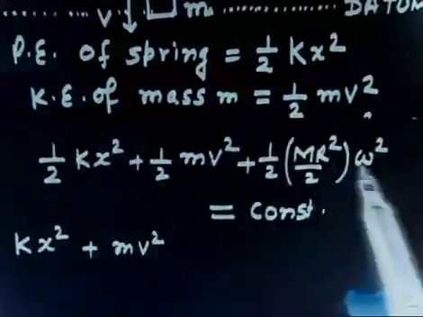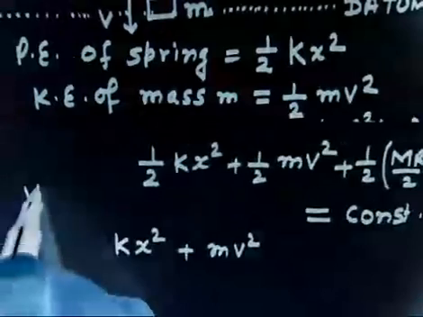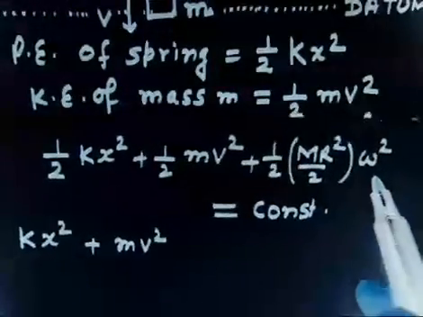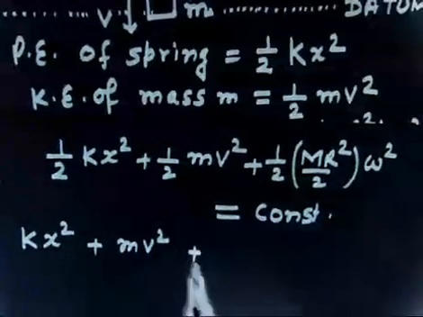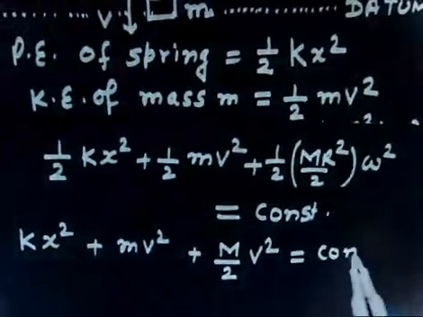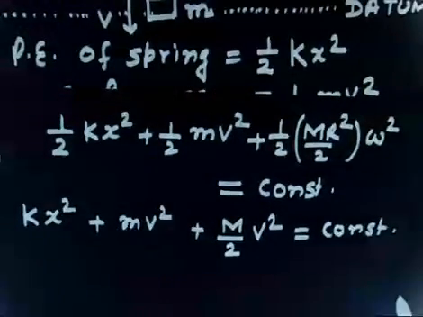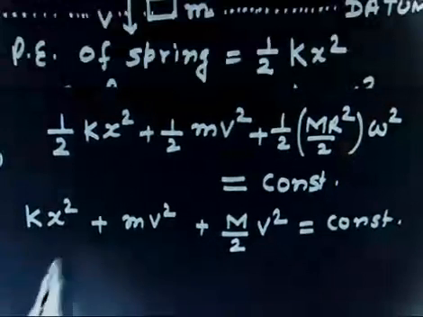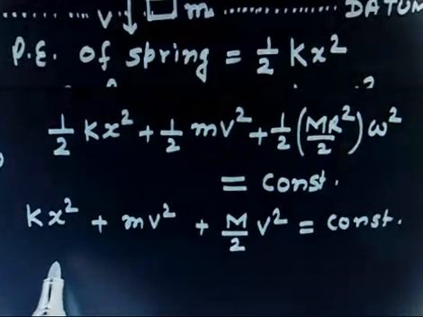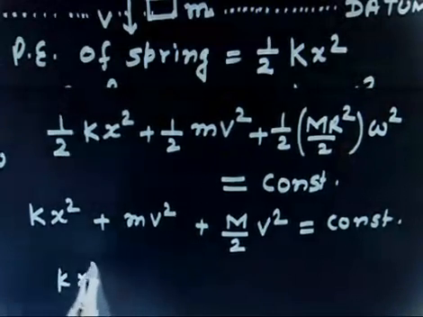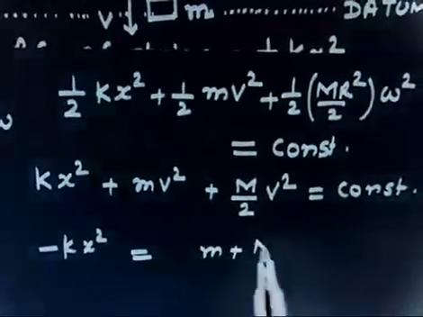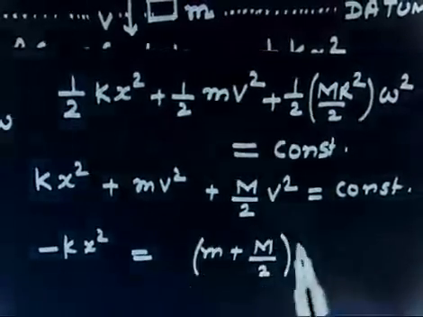And I can write v is equal to r omega. That is the case of pure rolling. So let us replace r square omega square as v square. So this becomes plus m by 2 v square, that is equal to constant. Are you getting? Now if I take this x square this side and v square common, so kx square minus kx square is equal to m plus m by 2 v square.